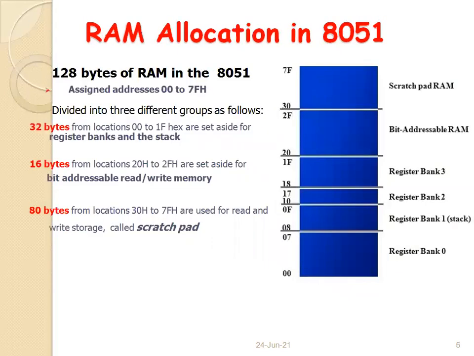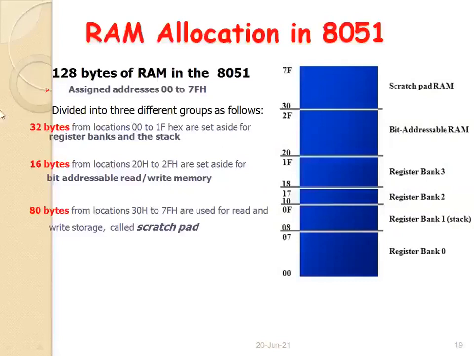So this is the RAM allocation in 8051. 128 bytes of the RAM space is given by the manufacturer, which is embedded inside the 8051 microcontroller chip. Since it is 128 bytes of RAM, the starting address will be 00 and the ending address will be 7F. It is represented in hex.